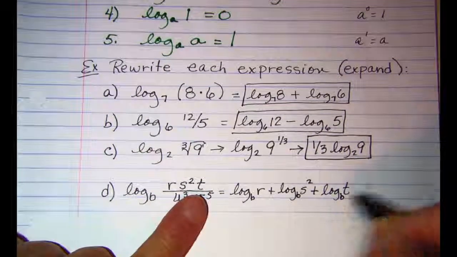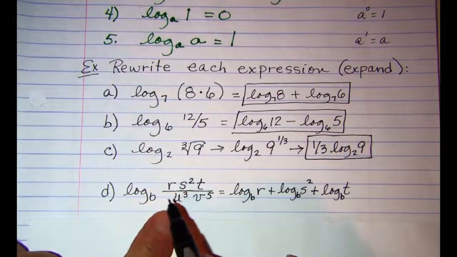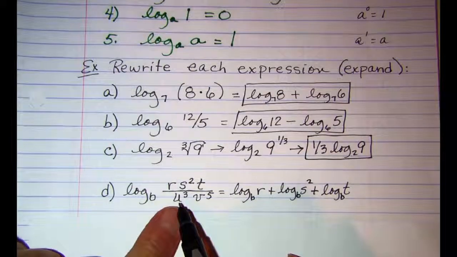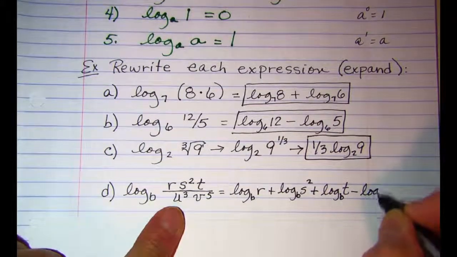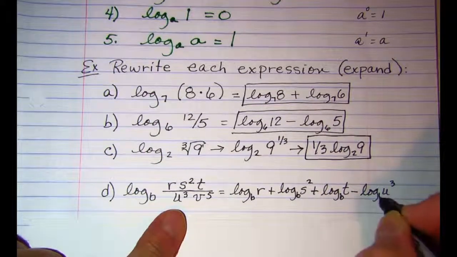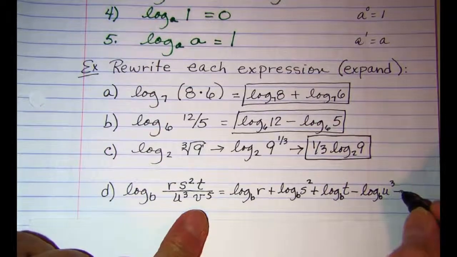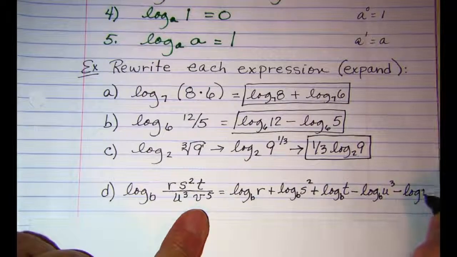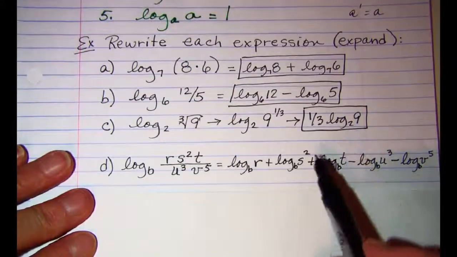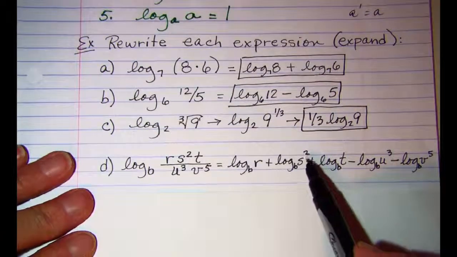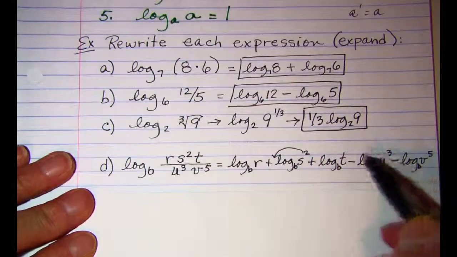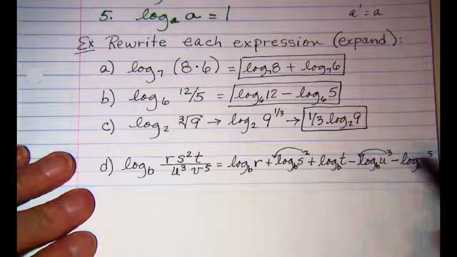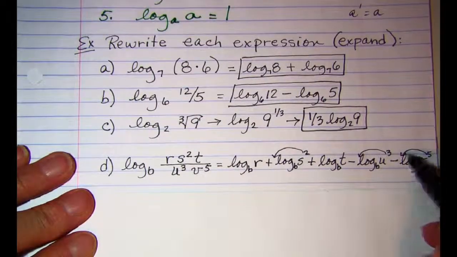with base b. And then, since these are in the denominator, I'll need to use property 2, so subtract the log of u cubed with the base b, and subtract the log of v to the 5th with the base b. Then I can use my third property to bring these exponents out in front of each of the individual logs. So I'll do that for each of those that have an exponent on the argument.